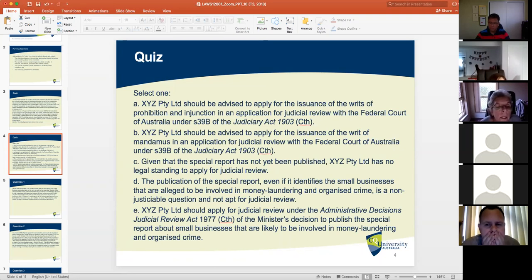C, given that the special report has not yet been published, XYZ Proprietary Limited has no legal standing to apply for the judicial review. D, the publication of the special report, even if it identifies the small businesses that are alleged to be involved in money laundering and organised crime, is a non-justiciable question and not apt for judicial review.